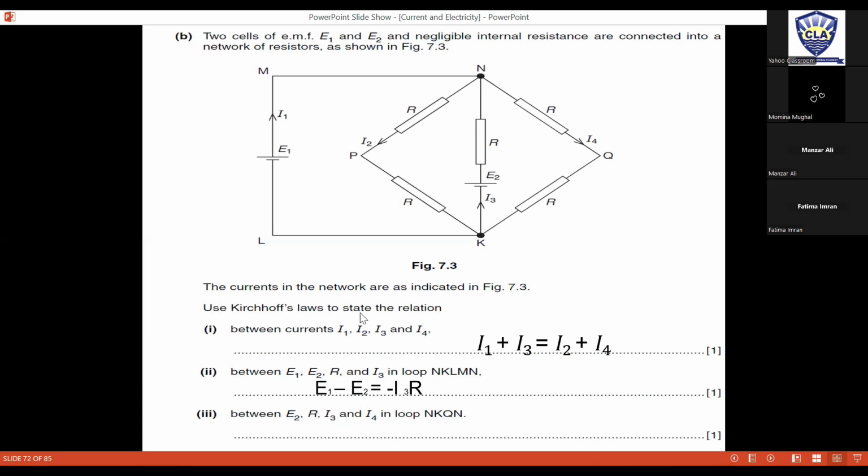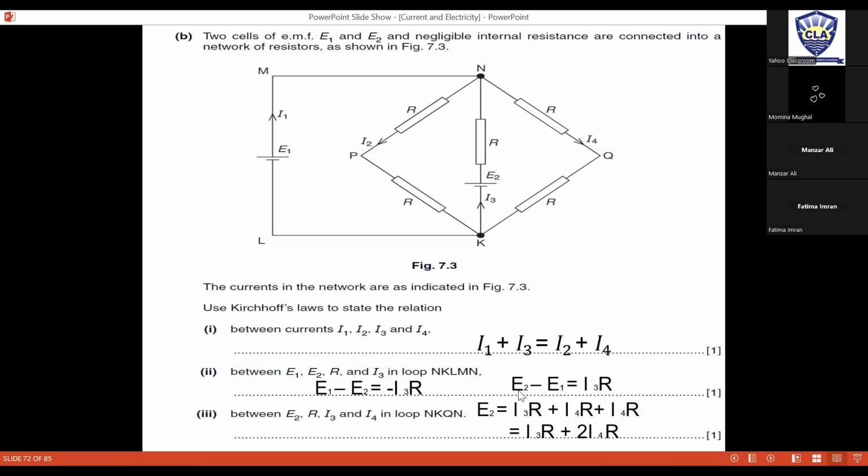Okay, second loop, NKQN. Only one cell, E2, I3 into R, and we have two R's. Both of them have the same current, I4. So I4R plus I4R, that is 2 times I4R.